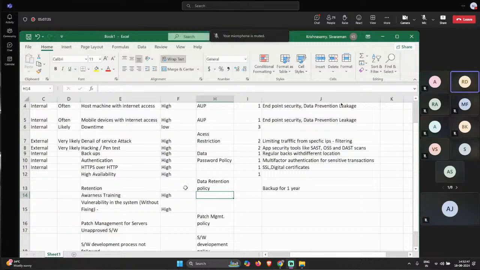When you talk about retention, for any documents that have been printed and shared with a customer, for example, I need to retain them for 10 years.